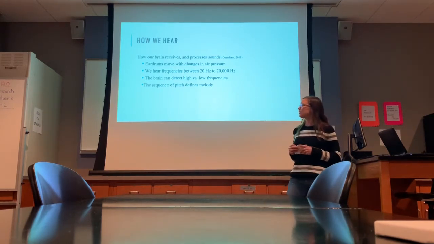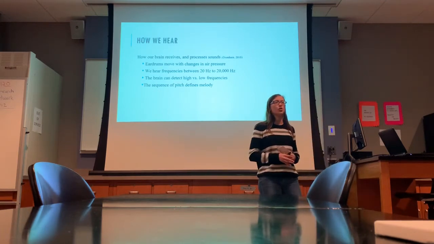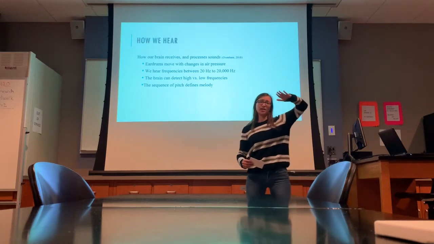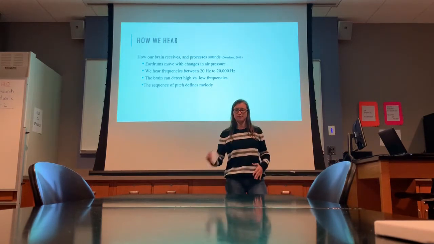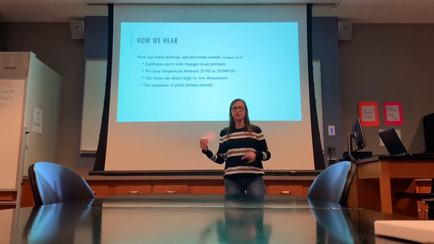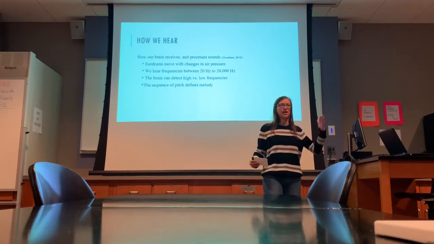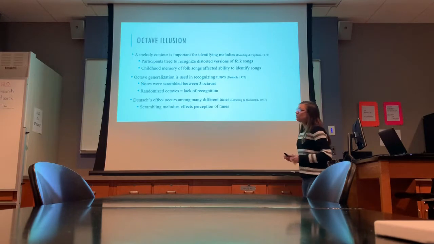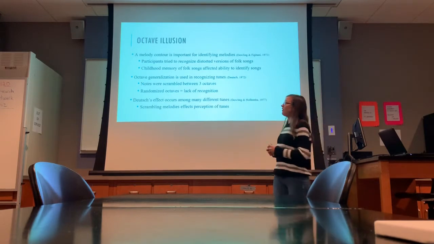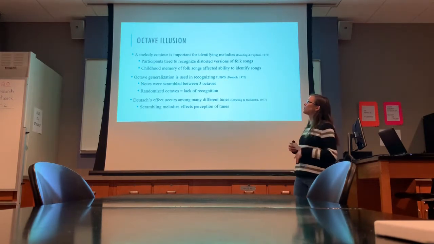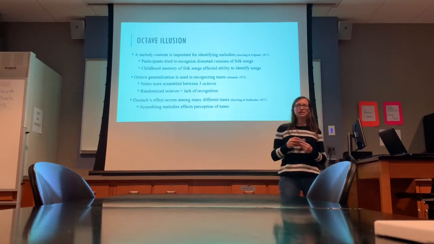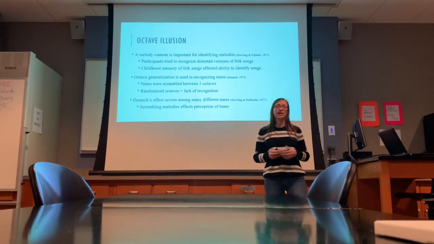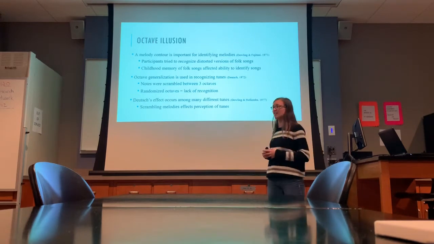And then also the sequence of pitch defines a melody. So if you're listening to a song and you're hearing a high pitch and then a lower pitch, you can determine a melody out of understanding how those pitches go in line and how they're sequenced. So the octave illusion itself, a melody contour is important for identifying melodies. And a melody contour is a sequence of ups and downs that happen in a musical melody of any sort.